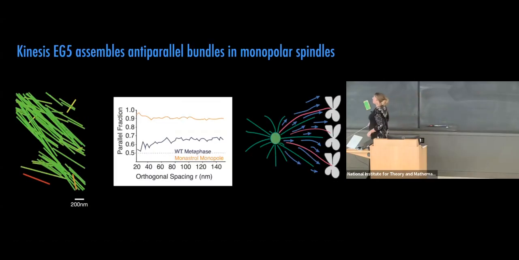And so I think you can see this immediately. So if we look at monastrol-treated spindles, you can see that most of the microtubules in these monopolar spindles are actually now parallel, right? You see this here. There's one wrong one maybe here. And you can see this in my cartoon. Okay, so suggesting that somehow maybe kinesin 5 is what drives these antiparallel bundles in the spindle.